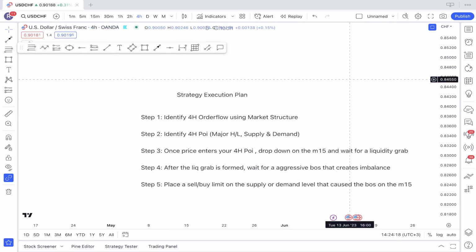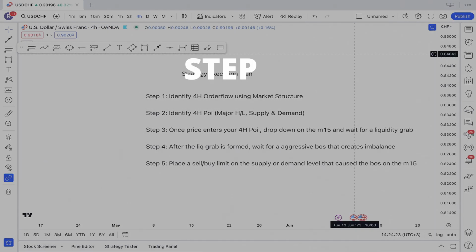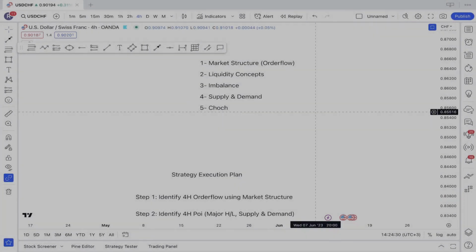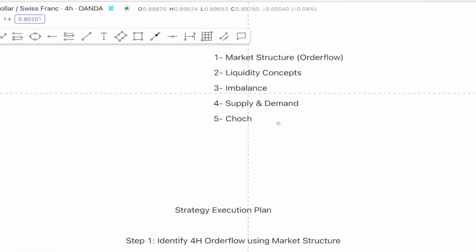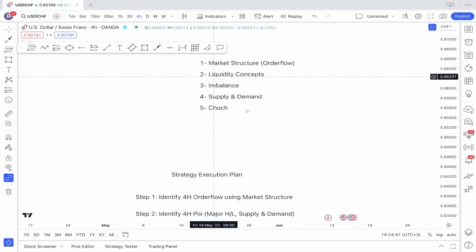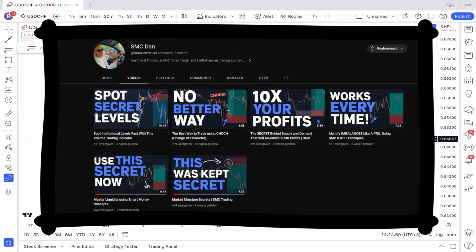jumping into some examples. So step number one will be to identify the 4-hour order flow using market structure. Okay, so we already said that these are the concepts we are going to use, concepts that we've already been through, and I assume that you guys already know how to read market structure, how to identify liquidity, how to identify imbalance, supply and demand levels, and change of character. If you don't, feel free to check the videos out and then come back to this video.